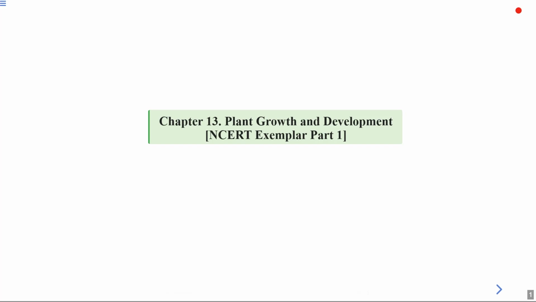Hello everyone, welcome to today's session. Today's session is about Chapter 13, Plant Growth and Development, NCERT Exemplar. So let us start today's session.